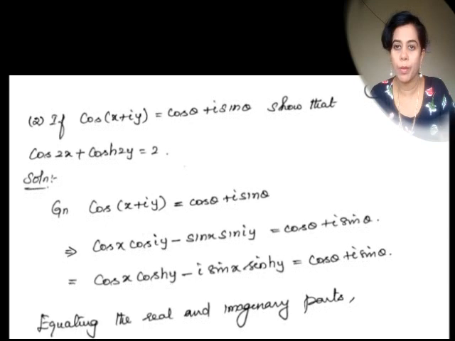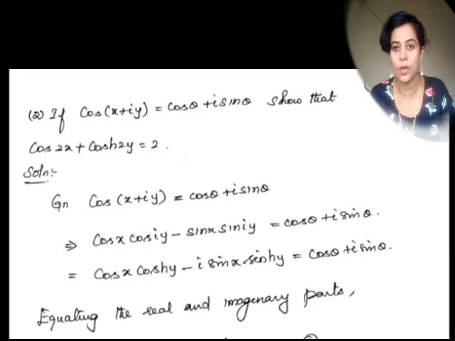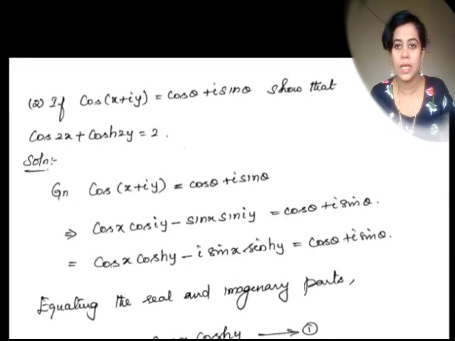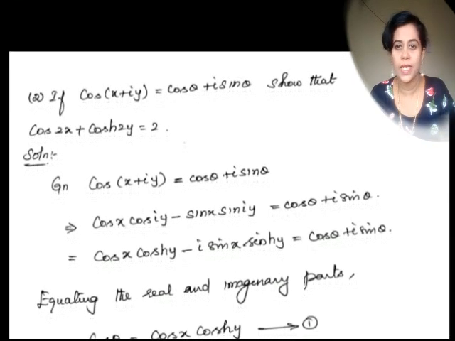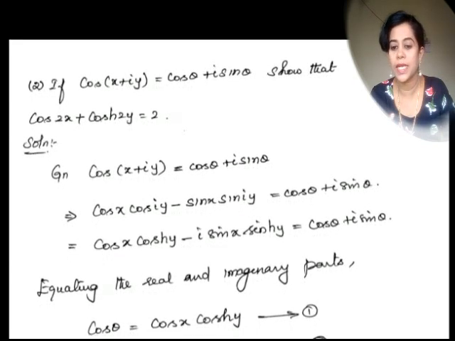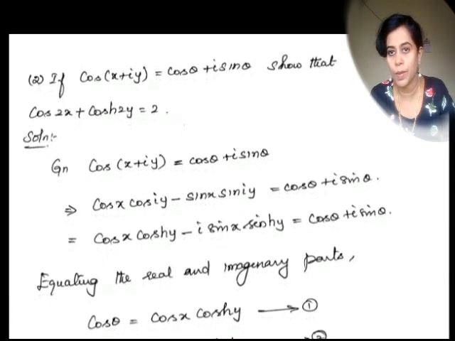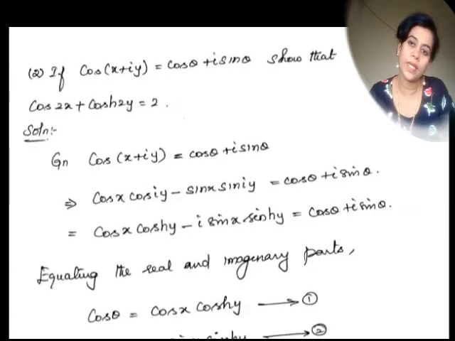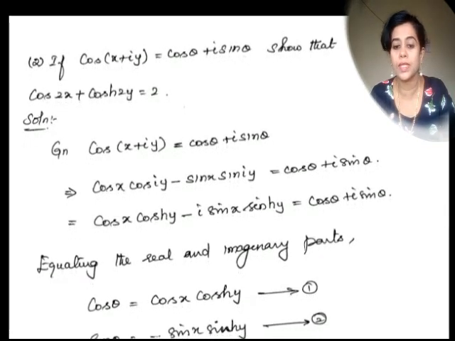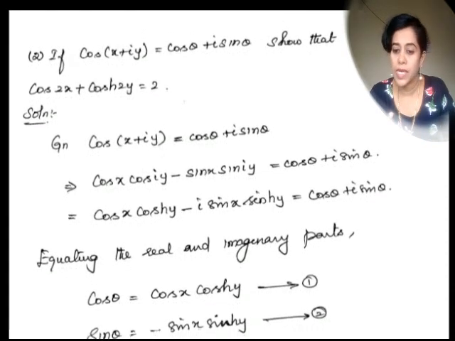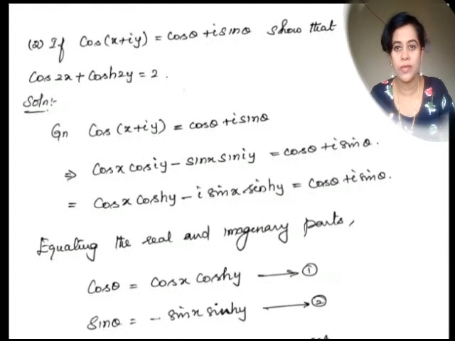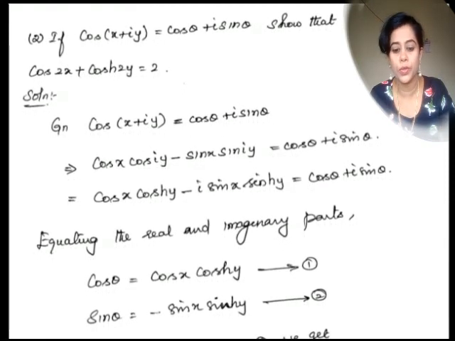And the circular and hyperbolic relation says that cos iy is equal to cosh y and sin iy is equal to i sinh y. So therefore it is cos x cosh y minus i sin x sinh y equal to cos theta plus i sin theta. Equating the real and the imaginary parts, we are getting cos theta equal to cos x cosh y, sin theta is equal to minus sin x sinh y. Let me consider these two as equations 1 and 2.